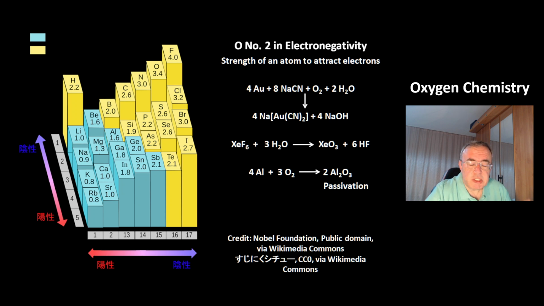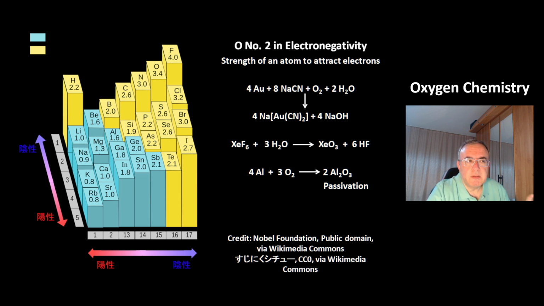This is what's special about the chemical element oxygen. That it is number 2 in electronegativity. Electronegativity is the strength of an atom to attract electrons. You can see there's only one element that's higher, that's fluorine.